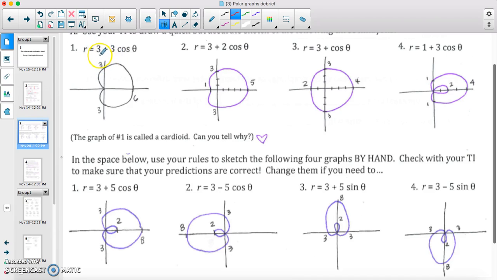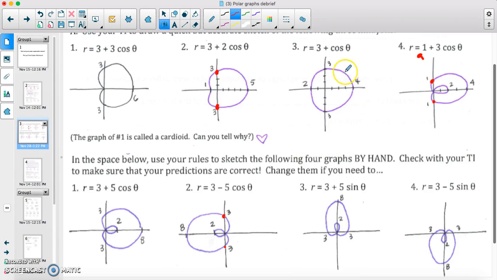First of all, whatever the A value is should be where your graph is hitting on the x-axis, or on the pi over 2. So our A value should equal the points that we hit here. Here, A is 3, so it hits at 3 and 3. Here, A is 1, so it's hitting here and here. So that one should be straightforward. Your A value is where it's hitting on that pi over 2.